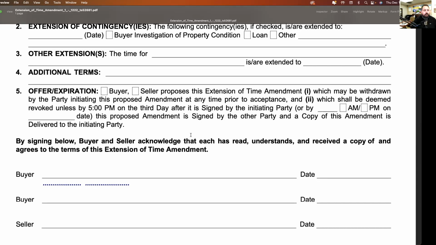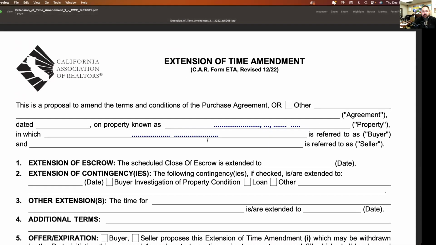Okay. Questions about extension of time addendum. Again, we don't need to jump into that, but I want you guys to be aware of what it looks like. Make sure you're using it. Don't use other forms when there's a form specific to that task.